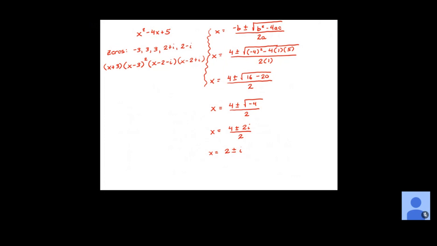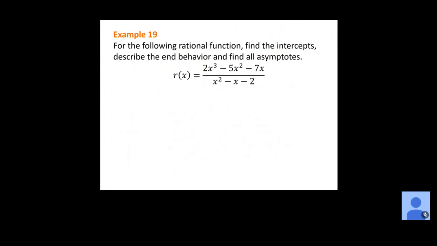All right. The next one I'll look at is 19. Okay, so we've got a rational function here. We're asked to find intercepts, describe end behavior. Actually, on the exam here, I'm just going to ask you for domain instead. Okay, so that's what we're going to find. All right, so intercepts, domain, and any of our asymptotes. And that includes vertical, horizontal, and then any possible slant asymptotes we might have.